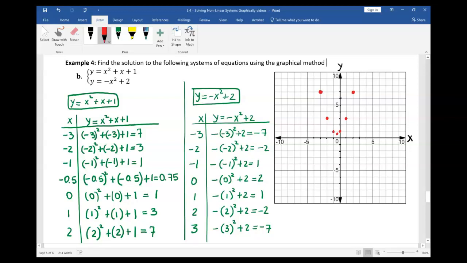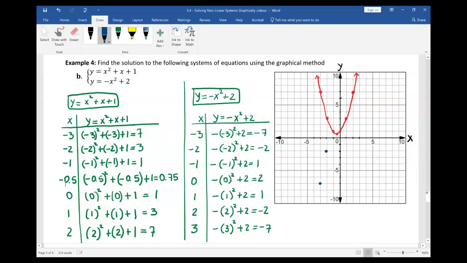Now let's connect the points. The graph in red is the graph for the first equation. Now let's graph the second equation. So we'll plot the points. The first one, -3, -7. Here's the first point. -2, -2.